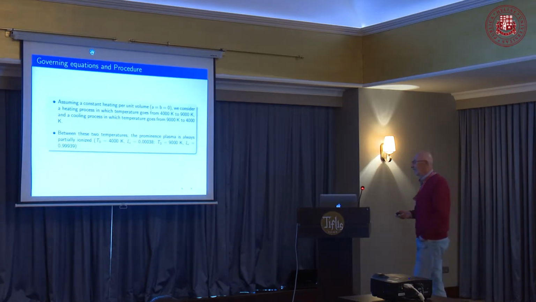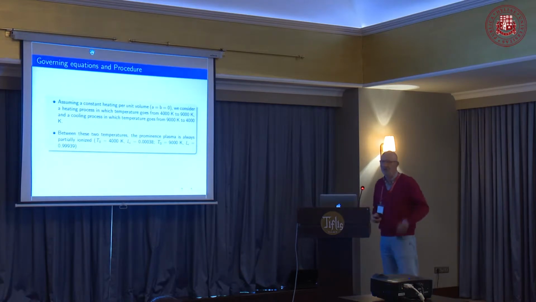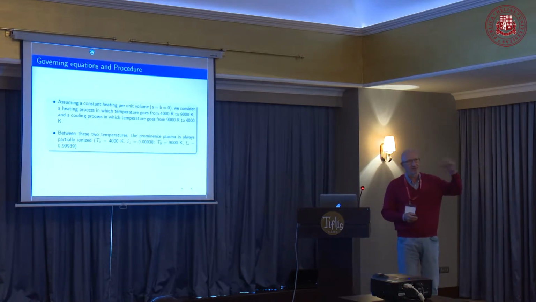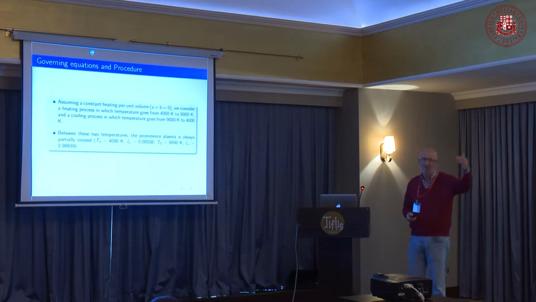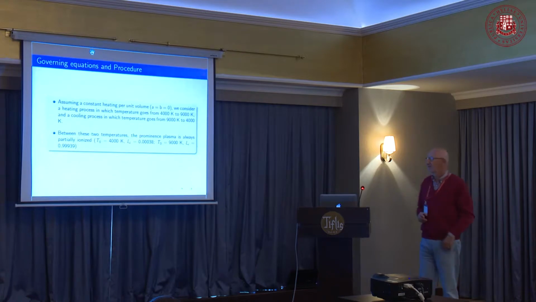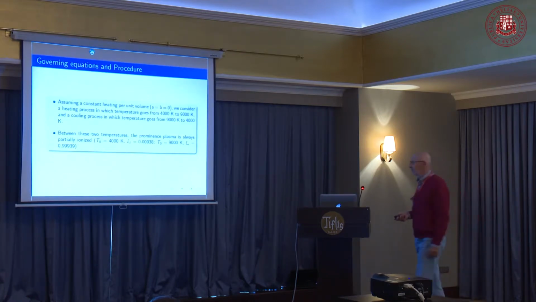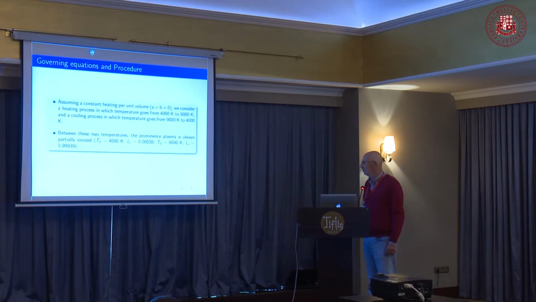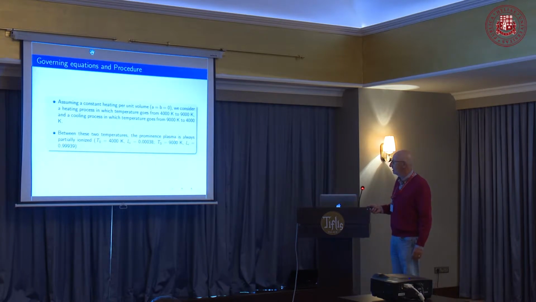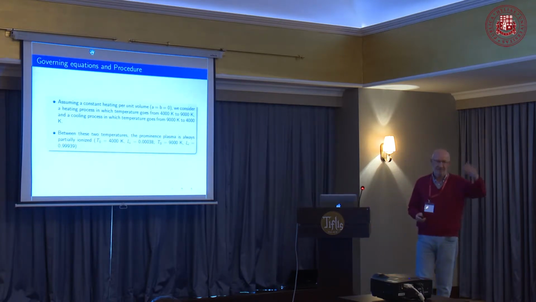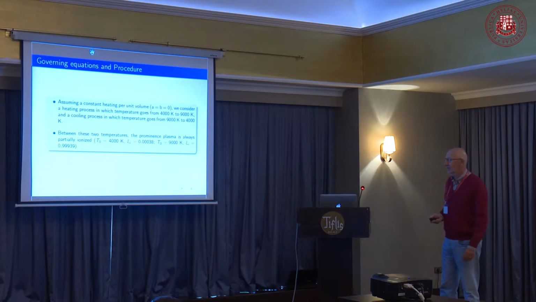In one case, a heating process in which the temperature goes from 4,000 degrees to 9,000 degrees, and a cooling process in which the temperature goes from 9,000 to 4,000 degrees. Between these two temperatures, the plasma is always partially ionized. For 4,000 degrees, the density of ions is very small, so we have a lot of neutrals. And for 9,000 degrees, the density of ions is very high, but we still have neutrals.